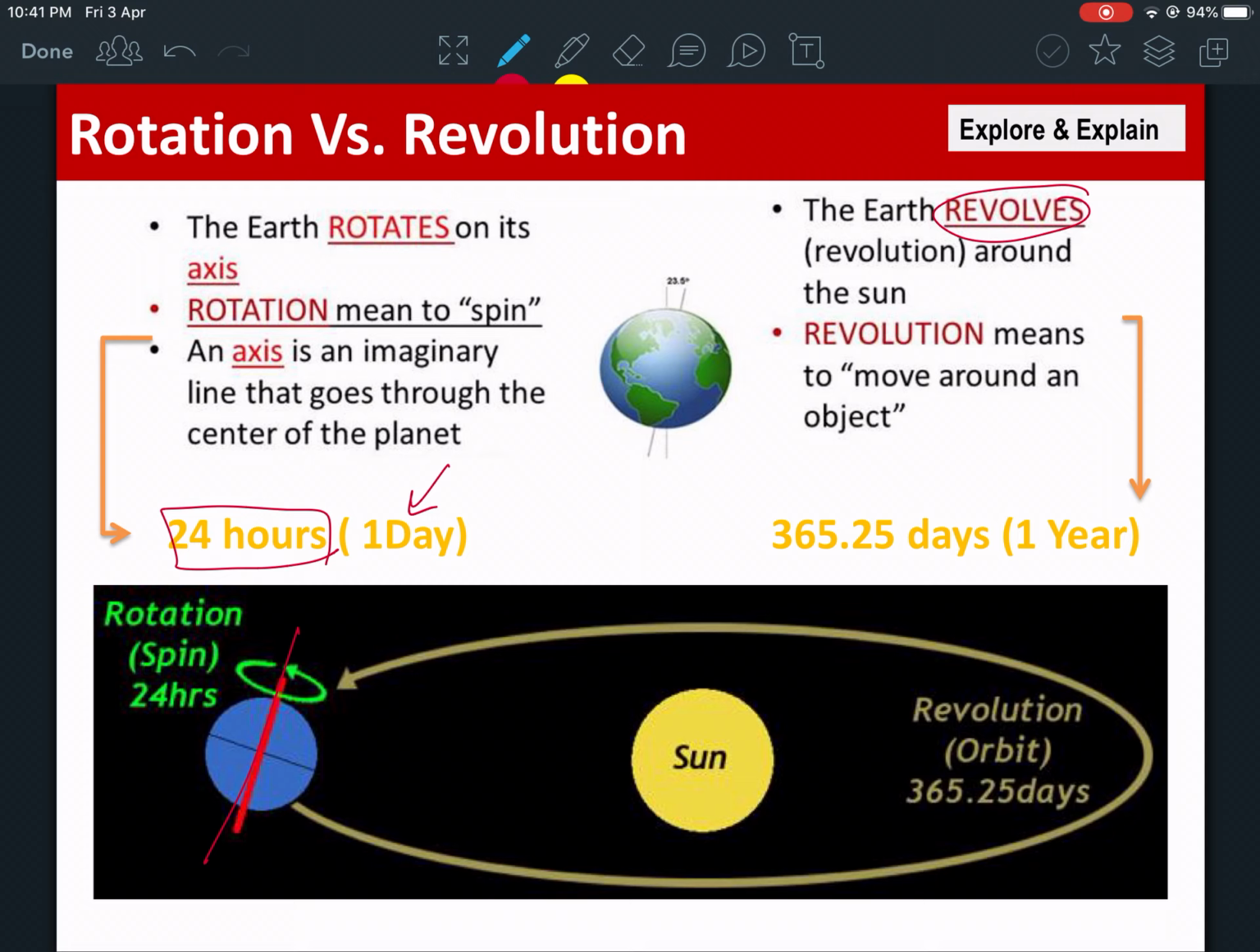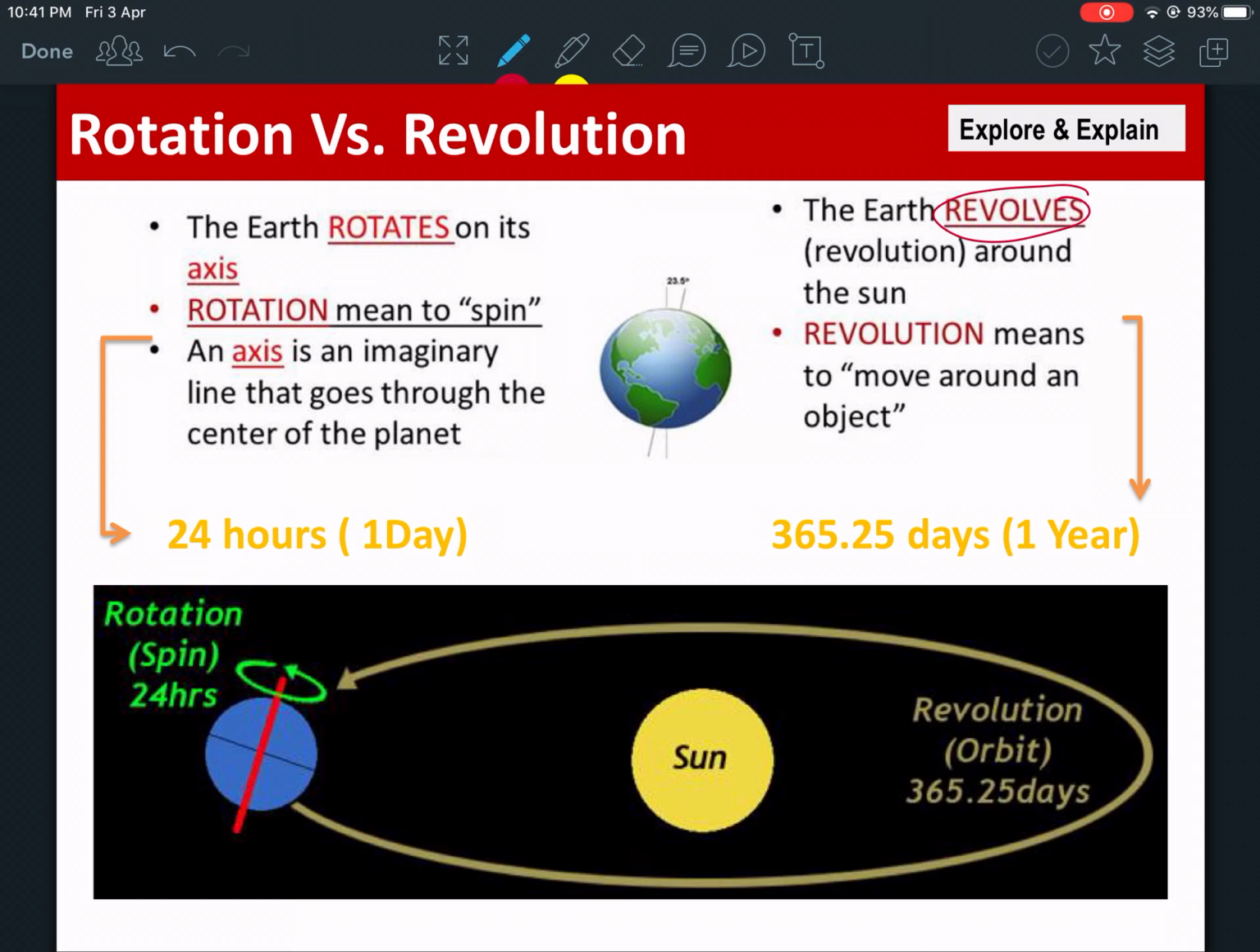The Earth rotates around itself, but it revolves around the sun. And it takes 365 days to make one revolution around the sun, which is 1 year and 365.25. This is why we have leap year. We'll talk about that later.